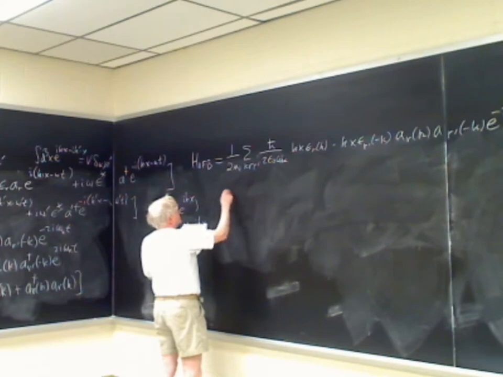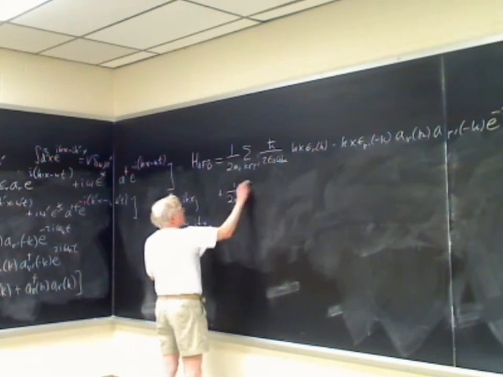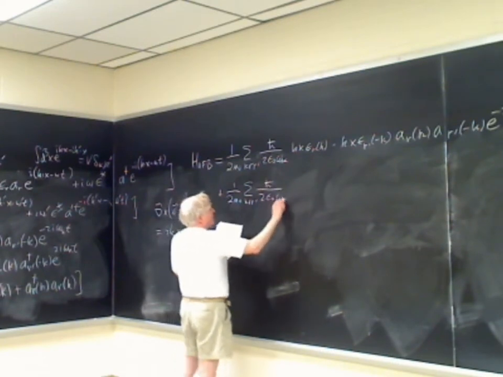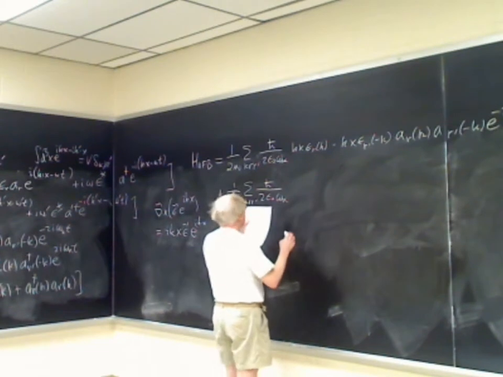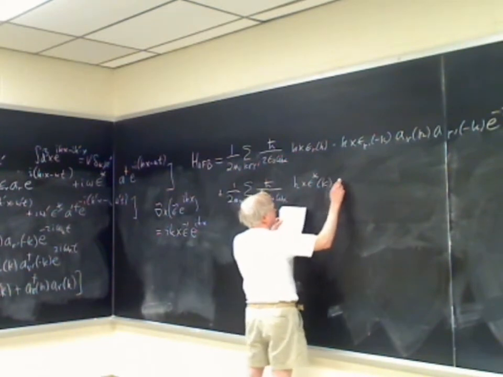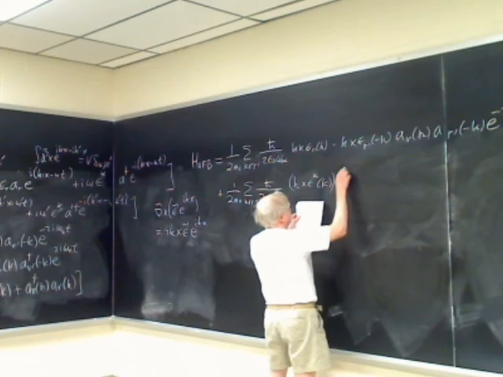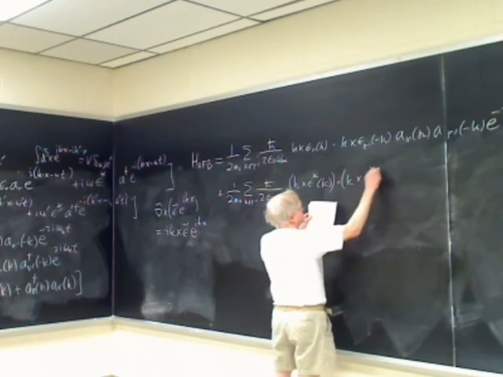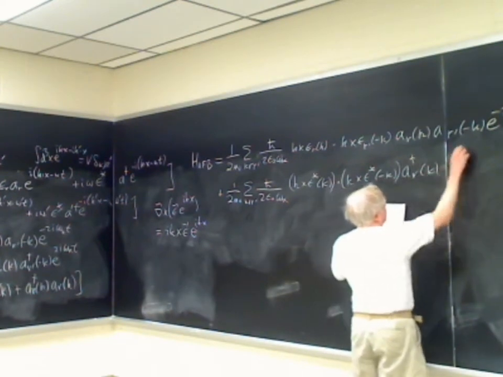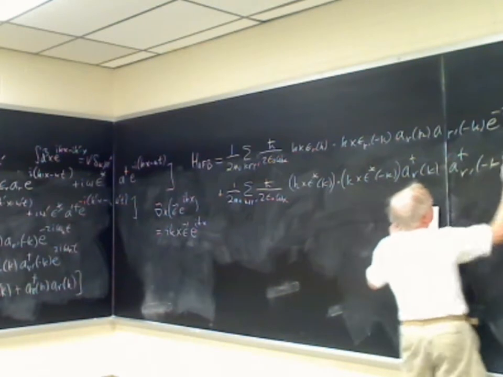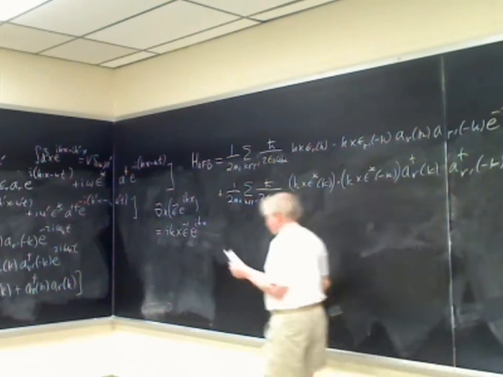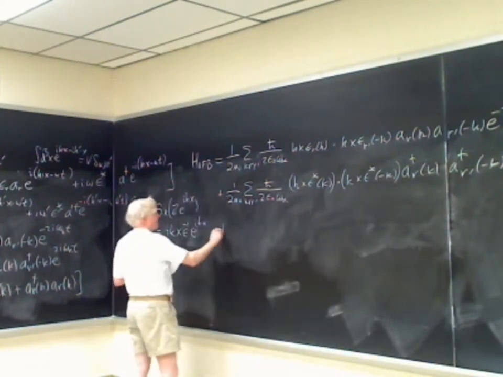Another term is 1 over 2 mu 0 sum over k, r, r prime of h bar over 2 epsilon 0 omega k. And this is now k cross epsilon star of k dotted into k cross epsilon star of minus k, a dagger sub r of k, a dagger sub r prime of minus k, e to the 2i omega k t.